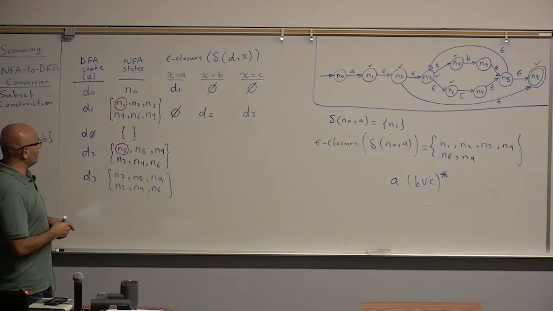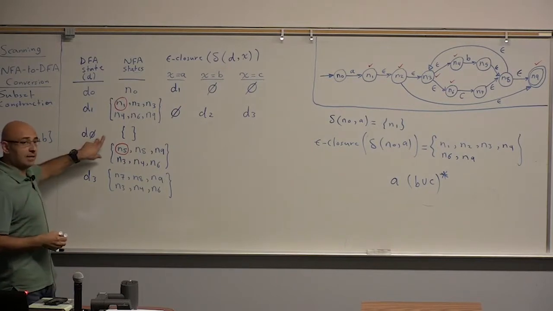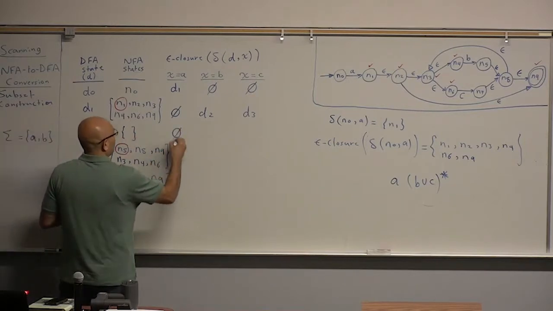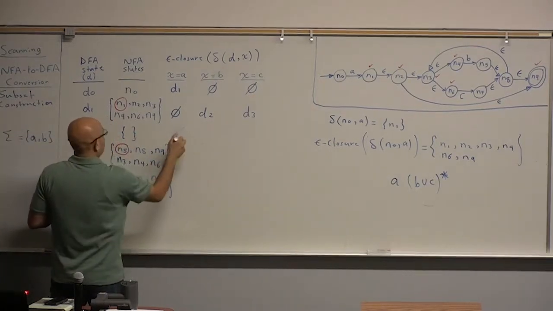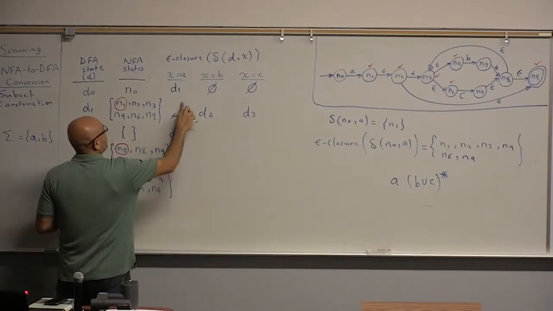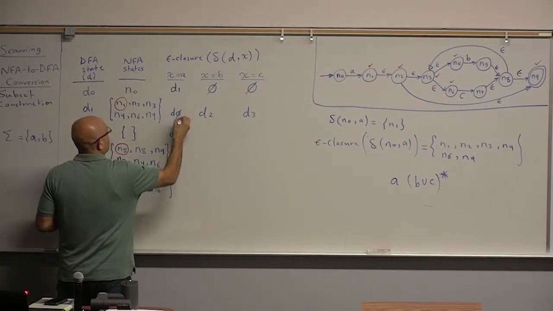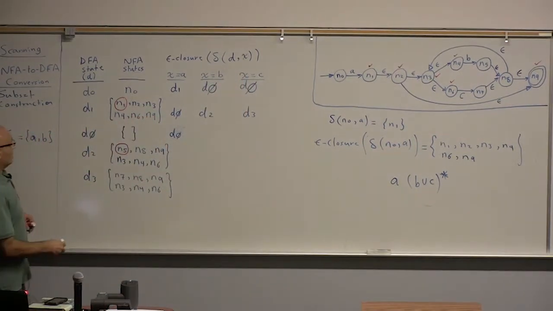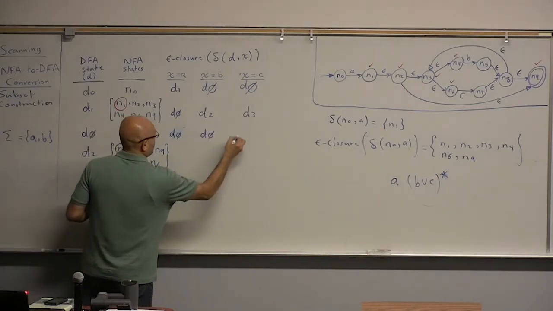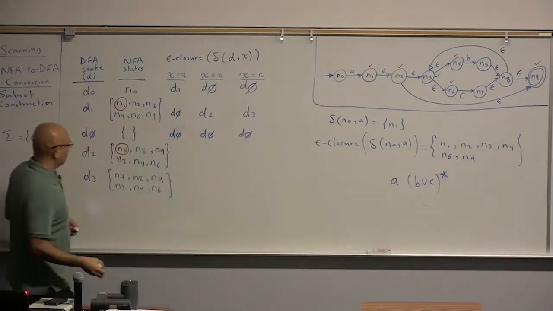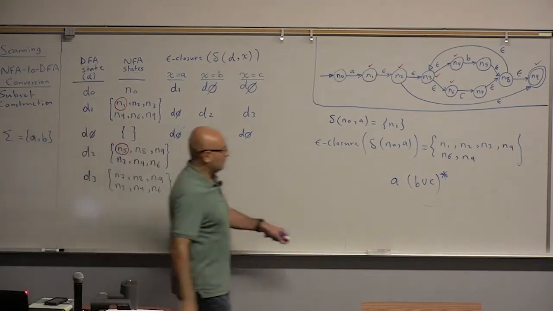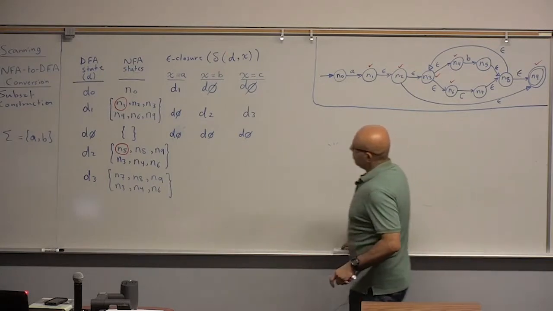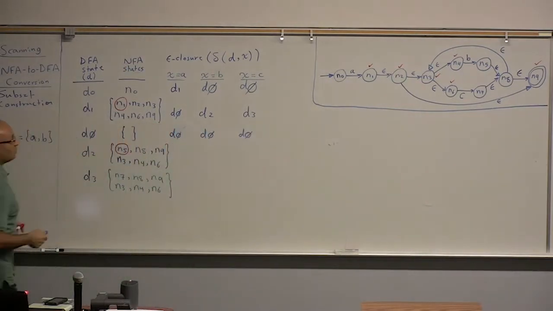Now, what should we do next? The transitions for D phi. If it's an empty state, it has no transitions, so it's going to only go to phi, or D phi. In fact, we should call this D phi to be consistent. So it's going to be D phi. So now, what should we do next?